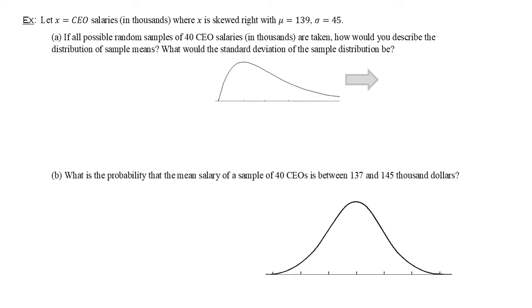So here, x equals the CEO salaries in thousands, where x is skewed right, so it's not normal, with a mean of 139 and a standard deviation of 45. So here, let's imagine that that mean, wherever it is, maybe somewhere around here, is the mean of our population. And here, because we're taking a sample of 40 CEOs, we'll have n equals 40. So the sample means are going to be normally distributed, right? Because we have a sample size that's bigger than 30, where the mean is the same as the population.